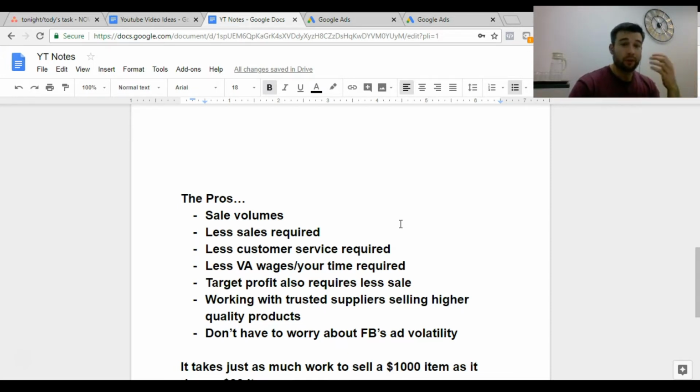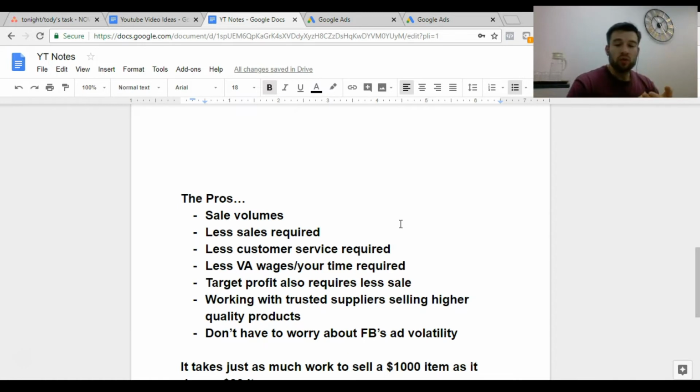So 400 sales versus 20, it's a huge difference in the sales volume. Okay, and then with that, there's fewer sales required, which means there's less customer service required, because you have fewer customers to deal with, whether it be inquiries about their order, shipping, or whatever questions they may have. And if you have less customer service, then obviously you have lower VA wages or time required. Okay, next point is target profit requires fewer sales, as I said in the scenario.